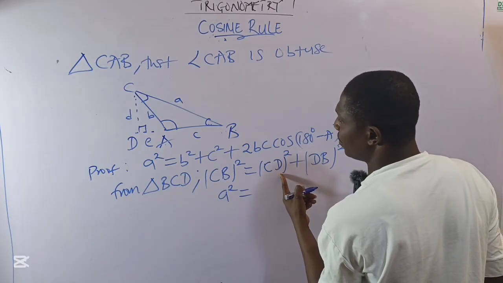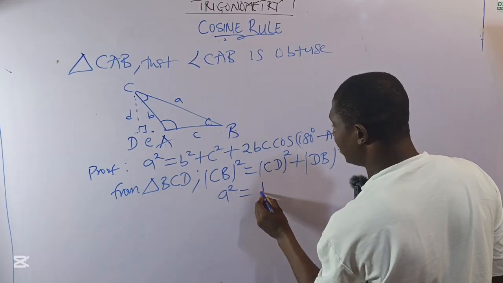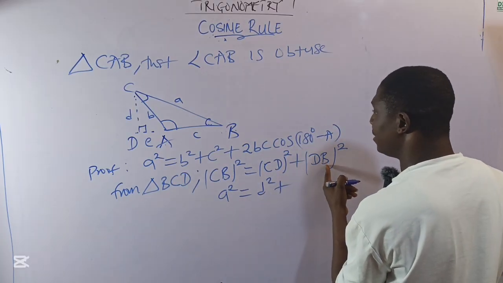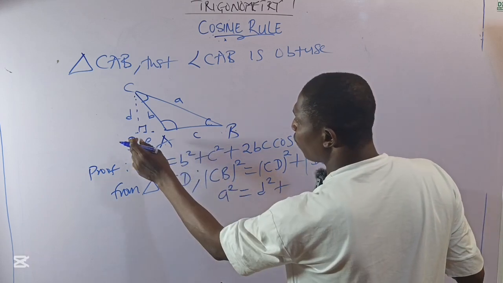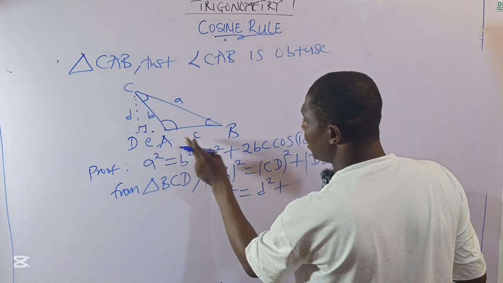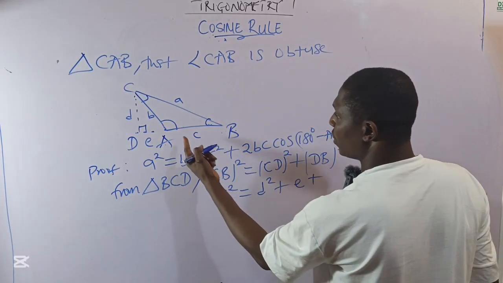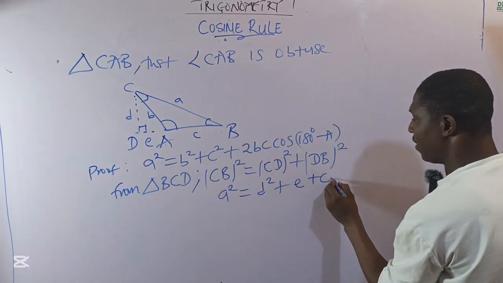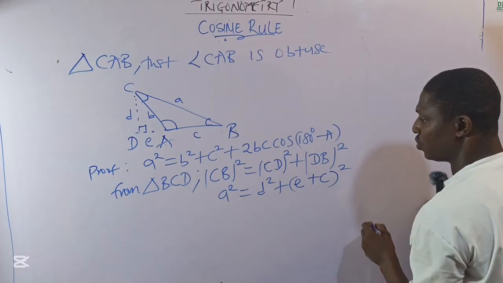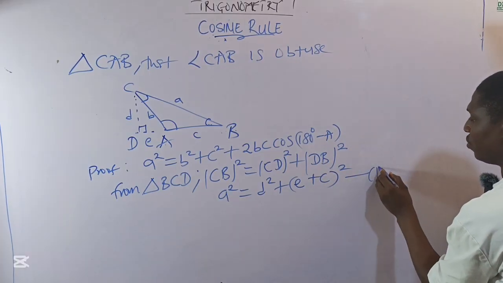CD is represented as small letter d, d square. And CB is made up of DA plus AB. And DA is e. So I'll have e plus AB is c. So I have c, close bracket, square. I can take this as my equation 1.